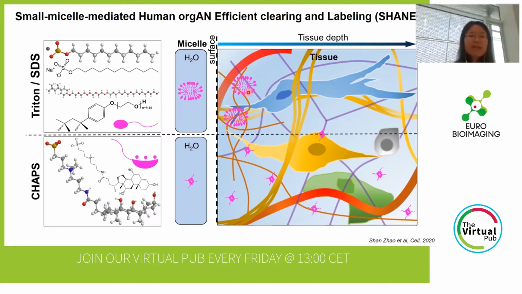So here we identified a very special detergent called CHAPS. It has a very special chemical structure, a steroidal structure. It has one hydrophobic convex side and a hydrophilic concave side. With this very special facial amphiphilicity, this detergent will form much smaller micelles when dissolved into the water. And when we put the tissue into this detergent solution, the detergent can easily and efficiently go inside of the tissue and permeabilize the tissue.